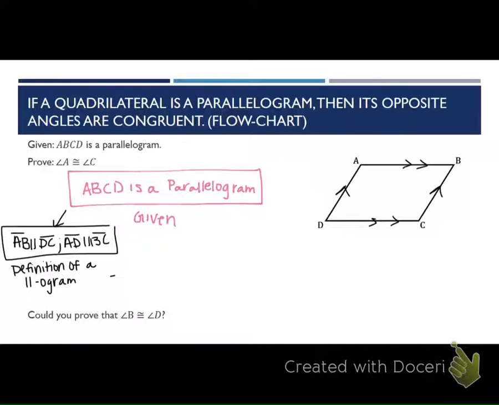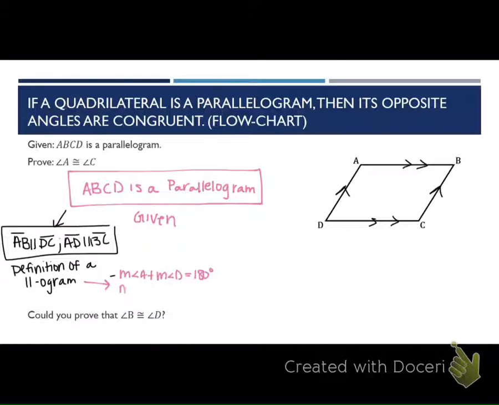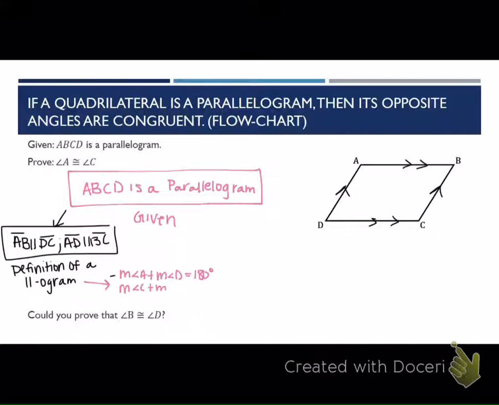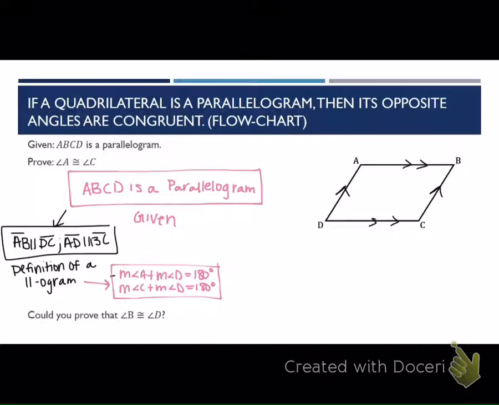So the measure of angle A plus the measure of angle D is 180, because of these parallel lines here. So the measure of angle A plus the measure of angle D equals 180. And the measure of angle C and the measure of angle D also equal 180. So let's talk about why these are the angles they chose to add to 180 after we write the reason. These are consecutive interior angles.